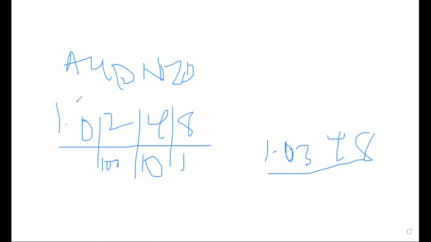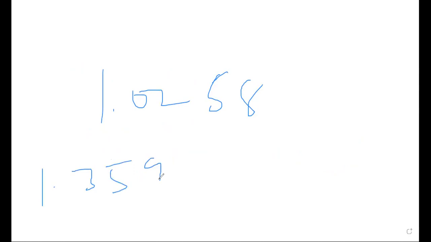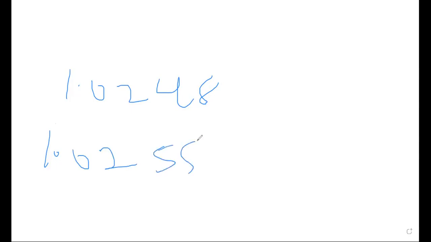Example like this. So if we have a number like this, 1.0248, and then the market moved from this number to 1.0258. How many pips did we move? Let us know whether it's upward or downward.